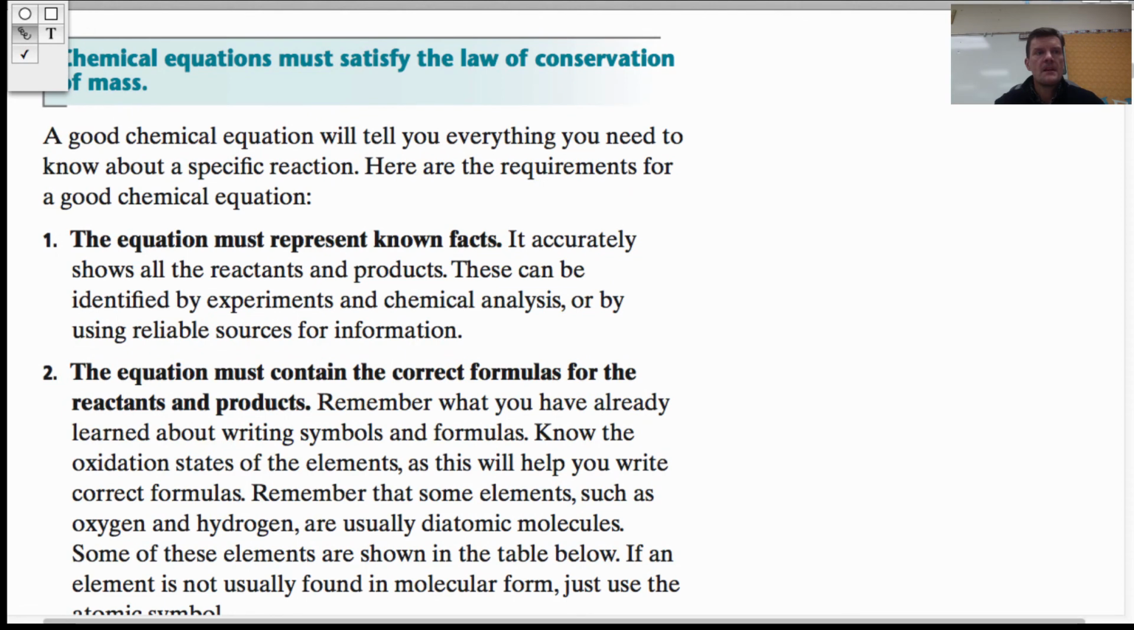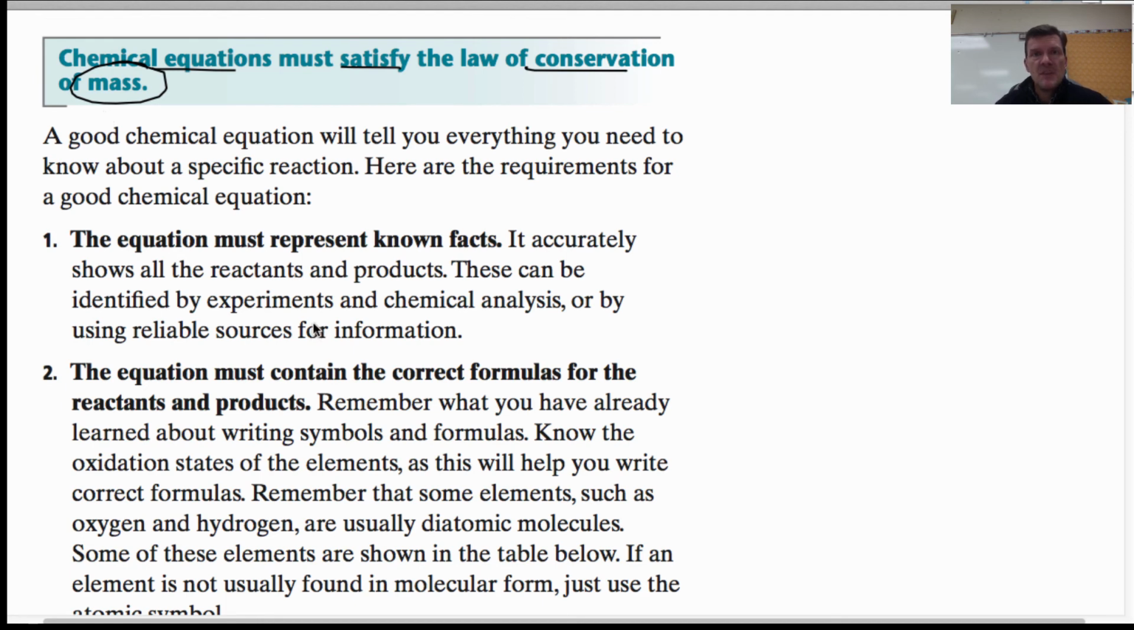Okay, let's talk a little bit about chemical reactions, which must satisfy the law of conservation of mass. Now, we've mentioned the law of conservation of mass before, but now we're actually going to practice it. We're going to see it play out in our chemical reactions, okay?